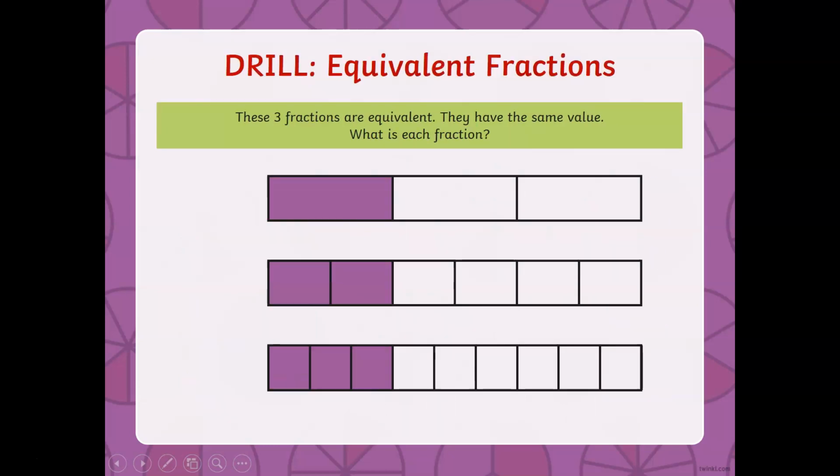Now let's have a drill. Equivalent fractions. These three fractions are equivalent. They have the same value. Can you name these fractions? All right, time is up. We got 1/3, 1 out of 3. 2/6, 2 shaded boxes out of 6 parts. And 3 of 9, 3 shaded boxes in 9 boxes.